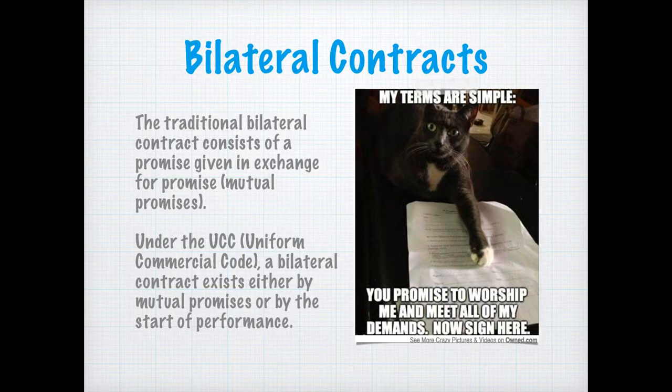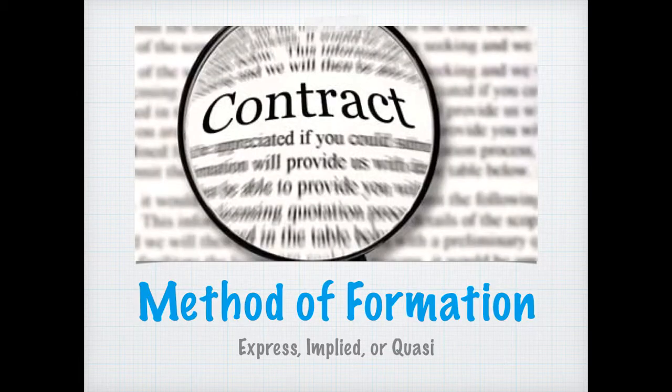So under the UCC, a bilateral contract is going to exist either by mutual exchange of promises. 2 businesses, Walmart and Target, agree that Walmart's going to sell 100 widgets to Target, and Target's going to pay $500 for those widgets. That was a mutual exchange of promises. But also the UCC says, hey, if we've skipped the mutual exchange of promise portion of it, and somebody just starts to perform, Walmart delivers 500 widgets and Target pays for them, it's still going to count as a contract, a bilateral contract, because both parties performed.